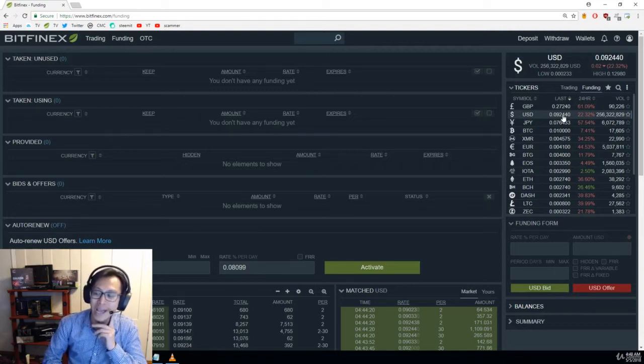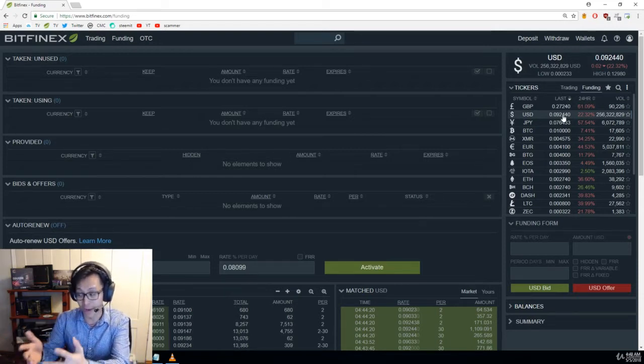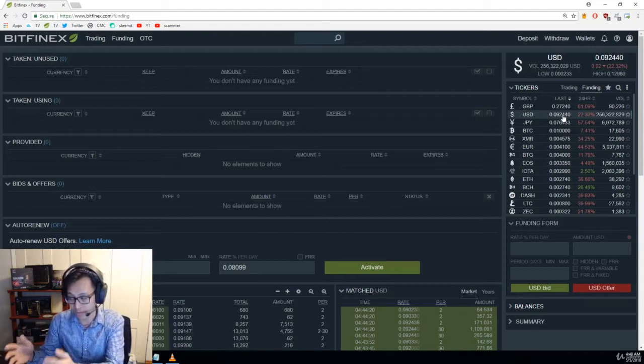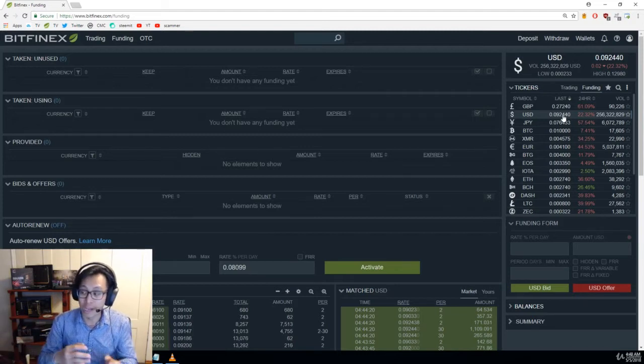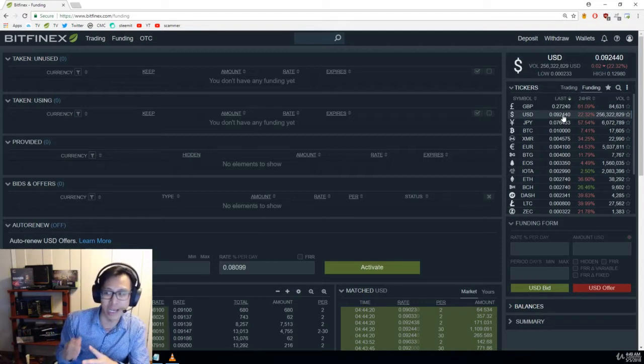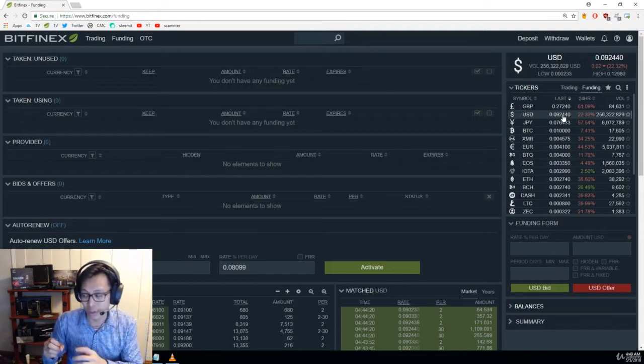Well, where does this extra money come from? Think about it, guys. If there's people that are contributing to the funding, right? If they're contributing to the funding, then the people who are playing from the margin account are actually borrowing money from the funders. Does that make sense? So the exchange is actually not lending you money. You're borrowing it from the people that are contributing to the funder, right? Or to the funding account.